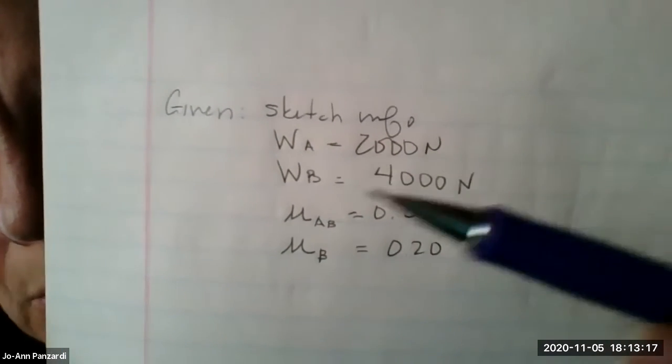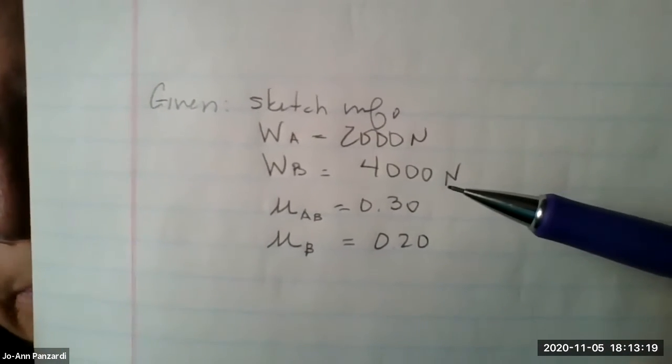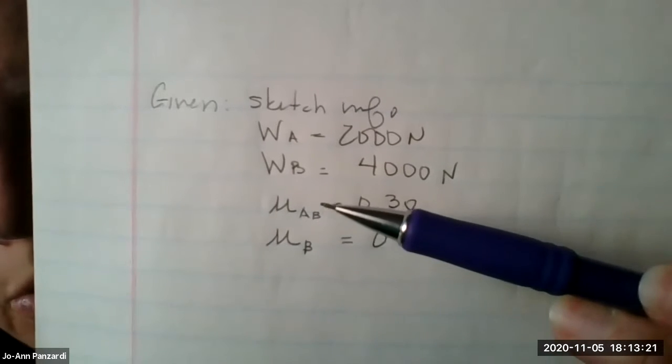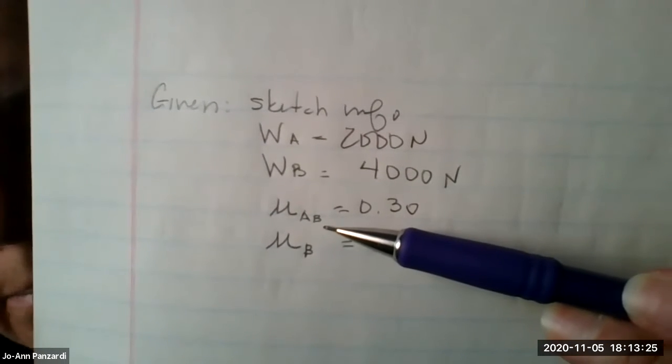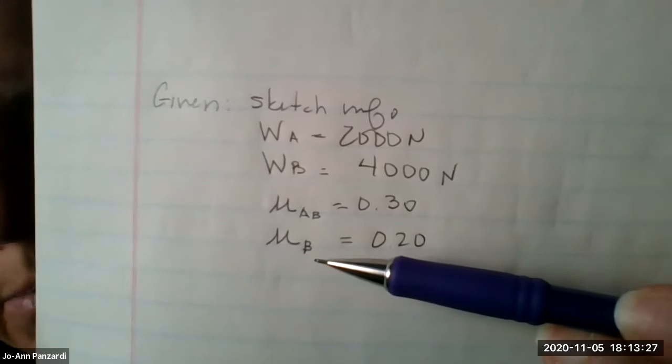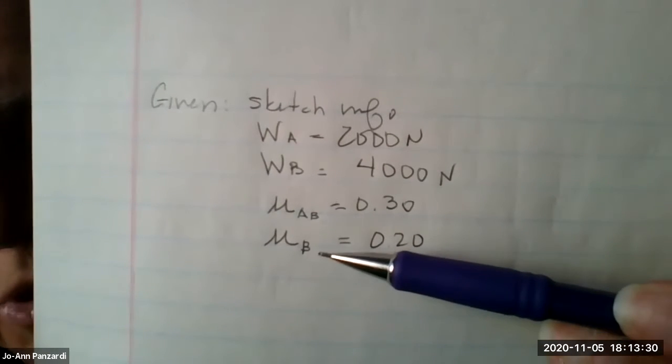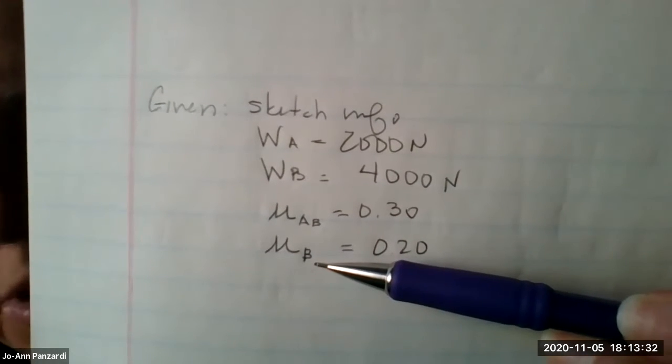So let me show you how I wrote the given. The weights of the two blocks are block A and B, and then I used mu AB to represent the coefficient of friction between blocks A and B, and then mu B to represent the coefficient of friction between block B and the floor. Is that okay?